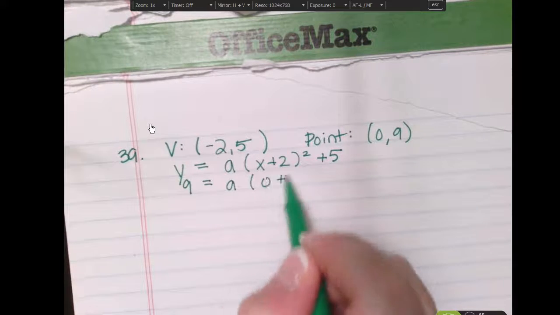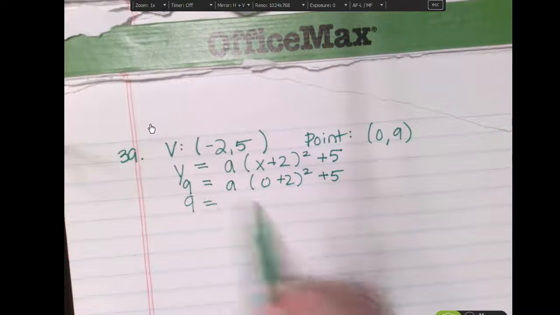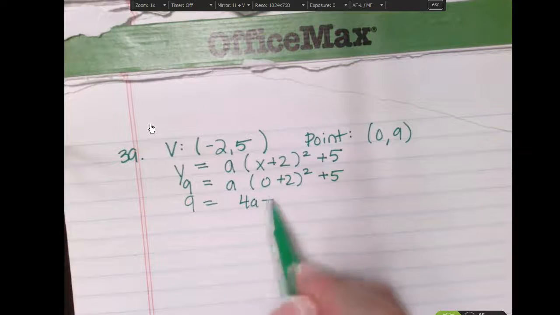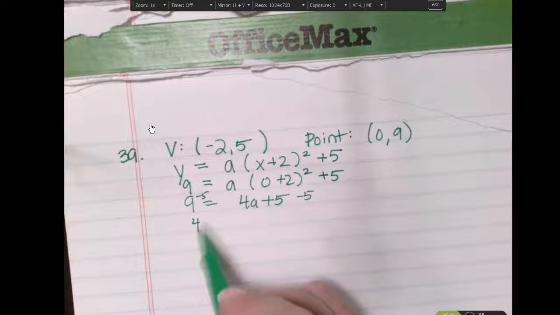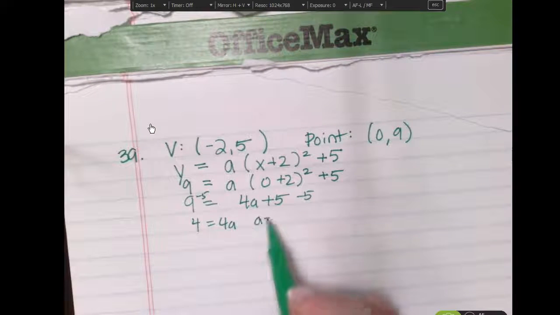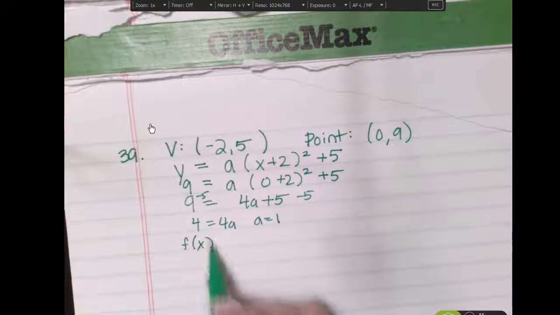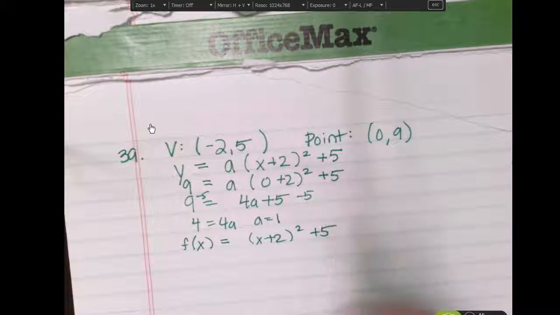So 0 plus 2 squared plus 5 equals 9, so 2 squared is 4, 4a plus 5. Minus 5, minus 5, 4 equals 4a, so a equals 1. So since a is 1, my full equation of my parabola is just y equals (x plus 2) squared plus 5.